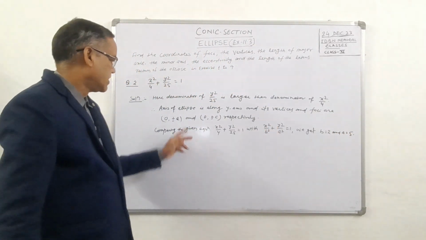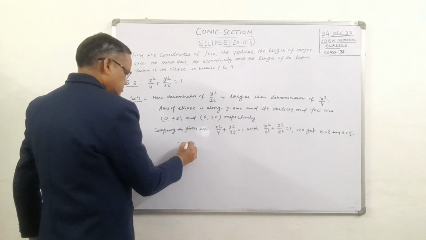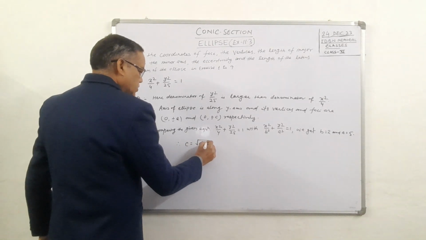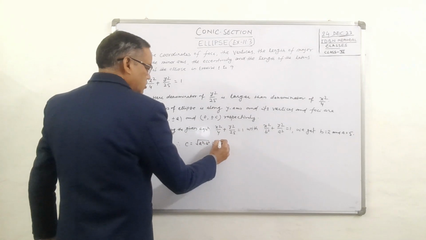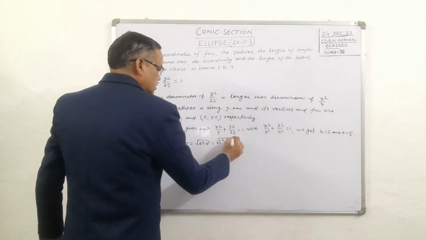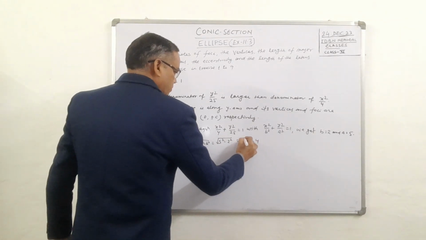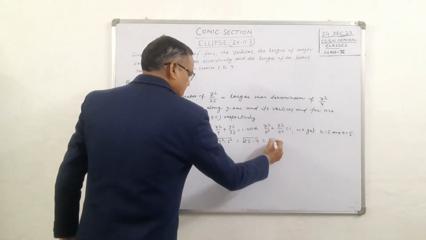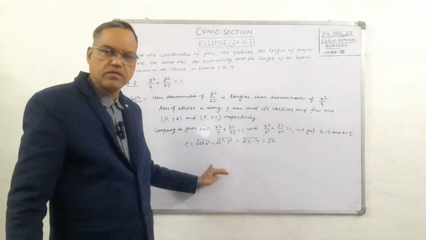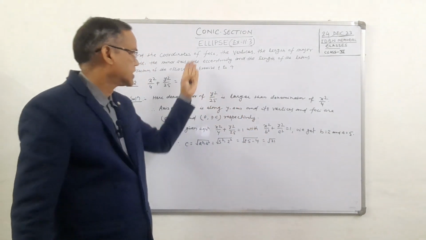Therefore when we have got this, we can find c. Hence c equal to under root a square minus b square, that is 5 square minus 2 square. So this is 25 minus 4, that is under root 21. So this is the value of c. Now we have a, b and c, so we can find all the given things.